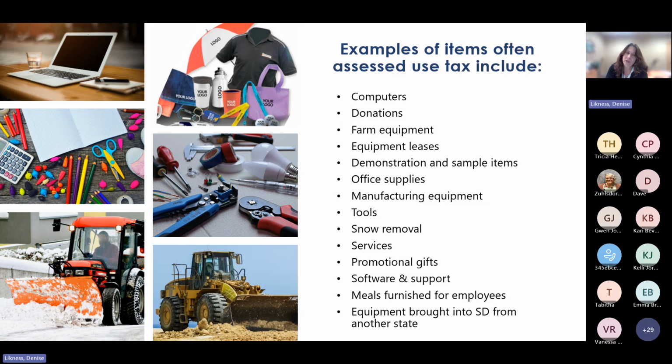Any software that's downloaded or any support that's given to that download. Meals furnished for employees. If you have a restaurant and you give away meals to your employees, or you're the owner and you take them yourself, all that food that you bought didn't have any tax on it, because when a person comes in and orders a steak and potatoes or whatever, you're going to charge them tax. But if you take it complimentary, or you give it to your employees complimentary, then that is subject to use tax. Now, if you give them a discount, say if you work from 8 to 5, we will give you 50% off your lunch, that is only taxed at the 50%.